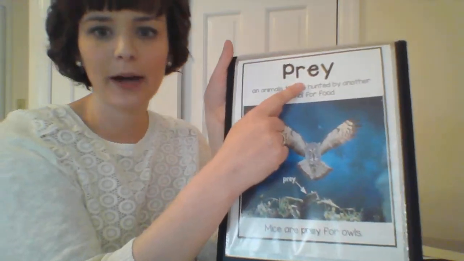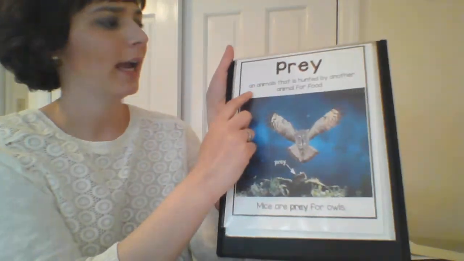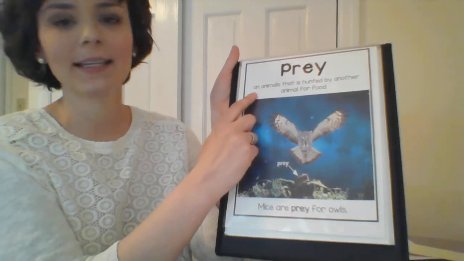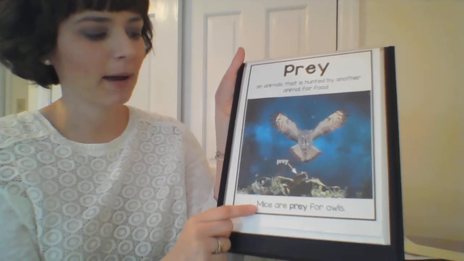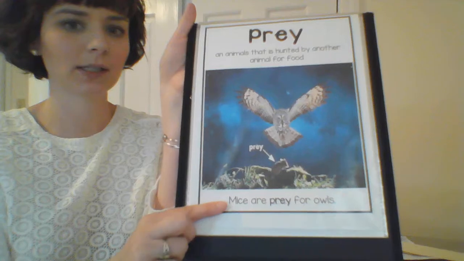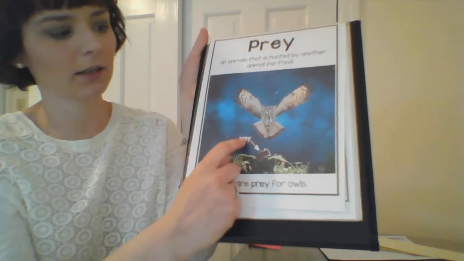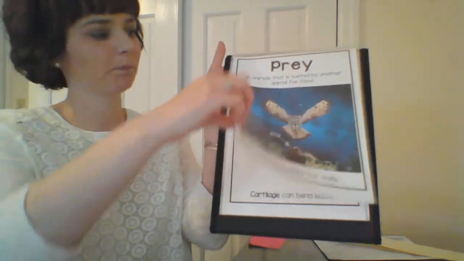Our next word is prey. Can you say that word? And it's an animal that is hunted by another animal for food. Mice are prey for owls. So they labeled the prey, the mouse.